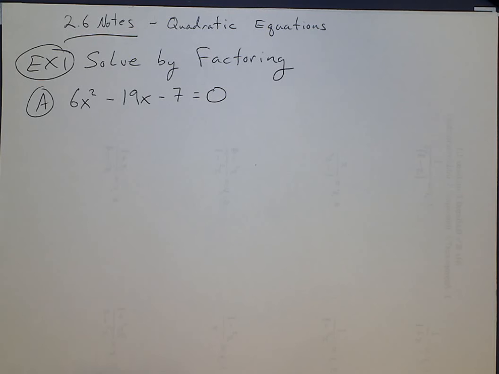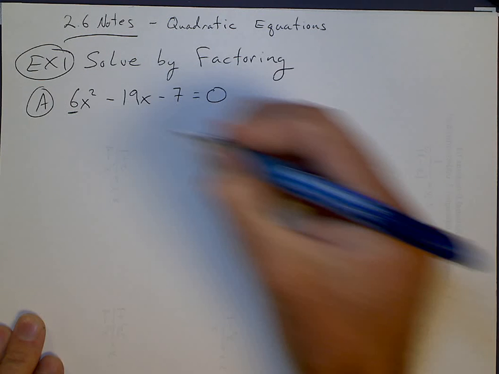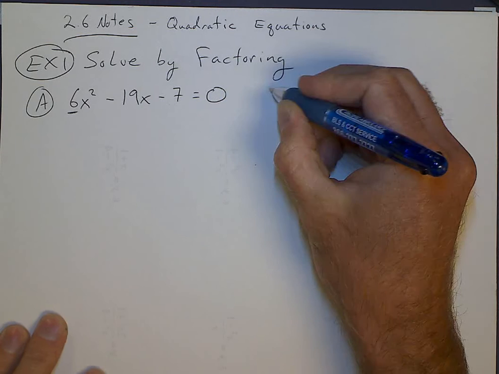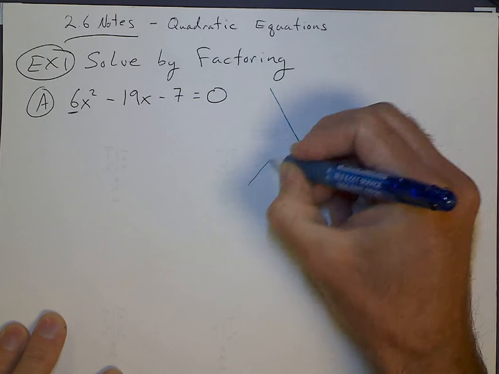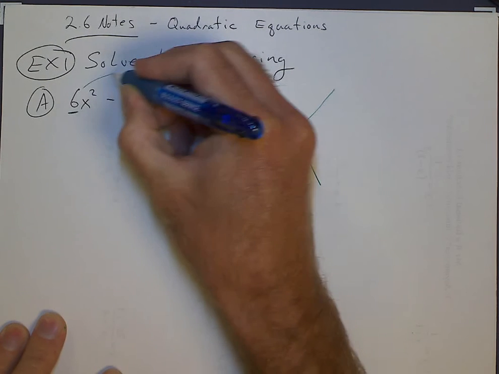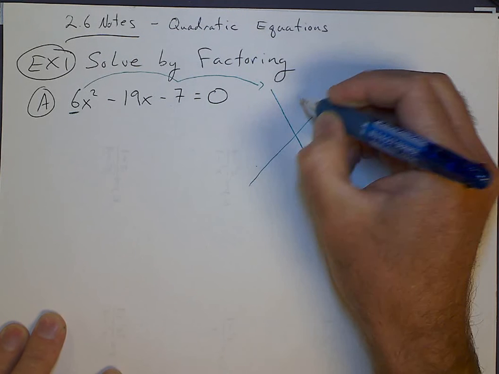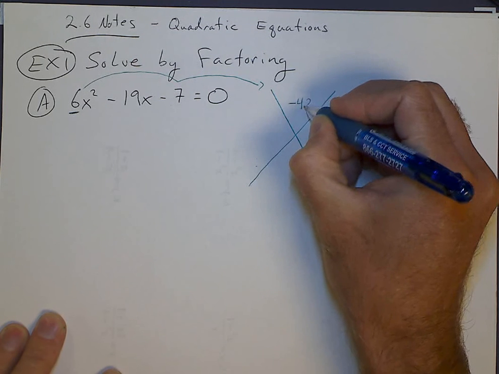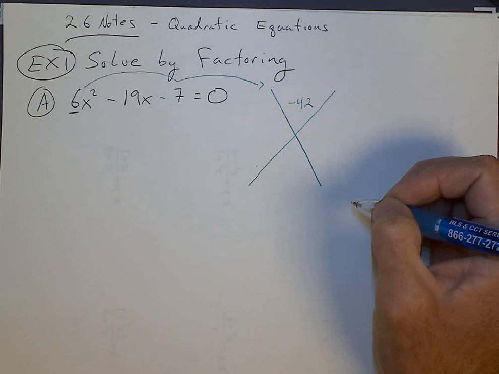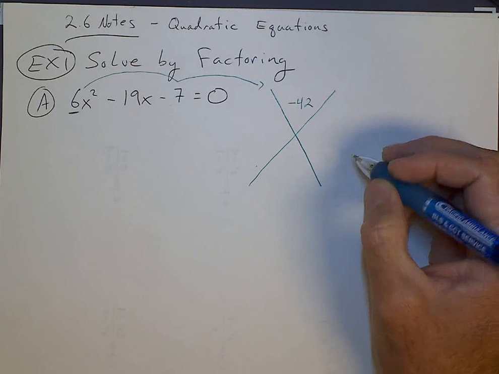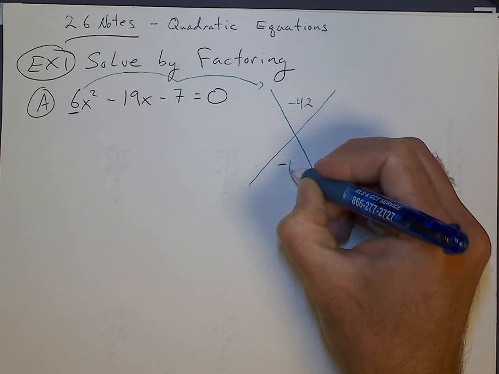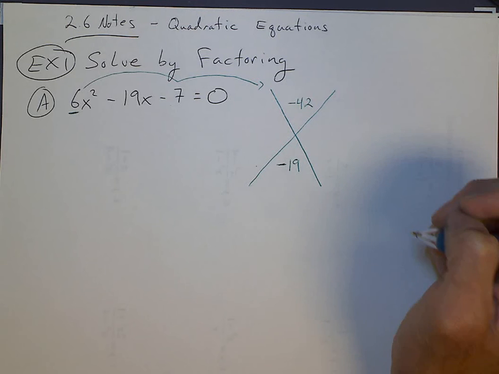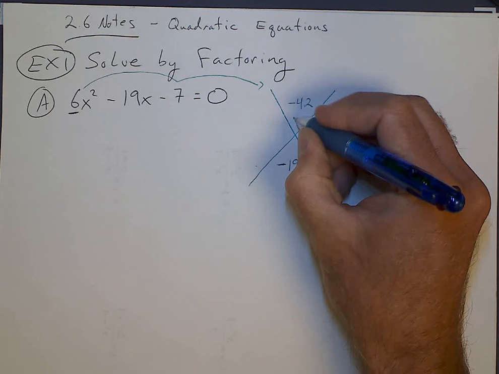So we'll start with this guy. This 6 right here is what makes it tough. So I'm going to come over here. I'm going to make a magic x. And I'm going to take 6 times negative 7, which is negative 42. And then on the bottom, I put my negative 19. And now the question is, what multiplies to this one and what adds to this one?